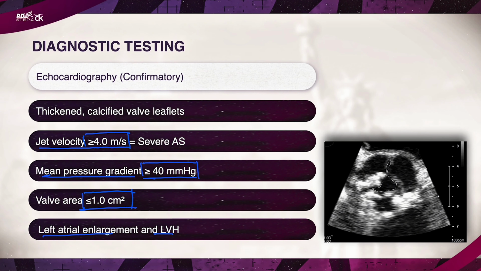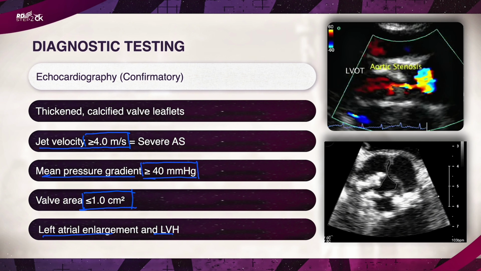And the more stenotic the valve is, the greater the pressure gradient between the left ventricle and the aorta. So that's a principle that's nice for you to understand. And the faster the blood has to move through the narrow opening, the more severe is the aortic stenosis. That's why we measure the jet velocity and the mean pressure gradient between the aorta and the left ventricle. Here we're taking a closer look at the aortic valve, and you can clearly see the small valve area characteristic of severe aortic stenosis.